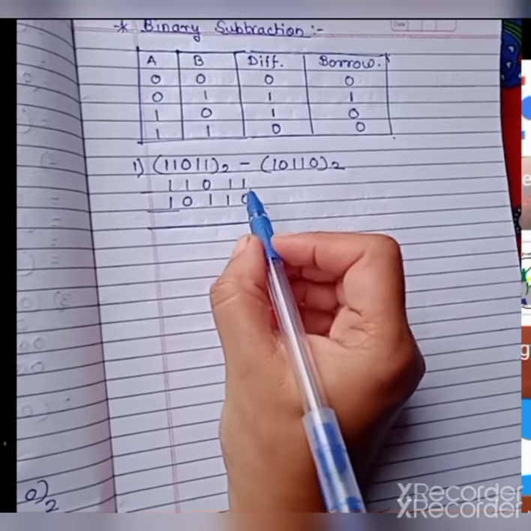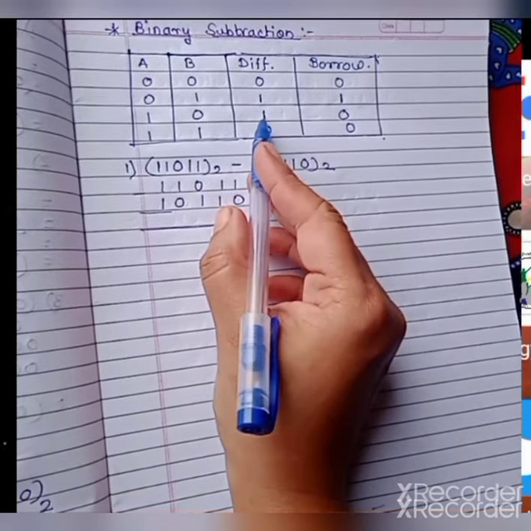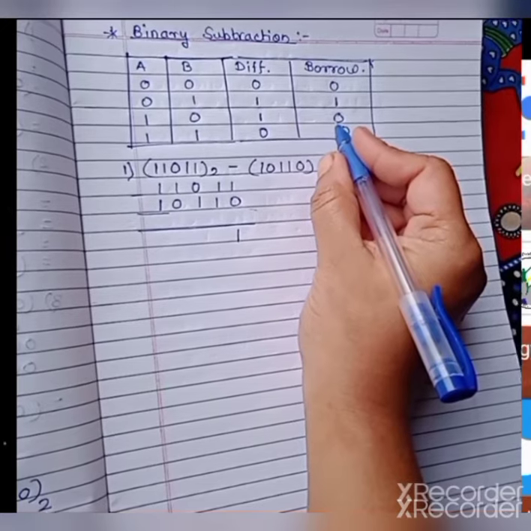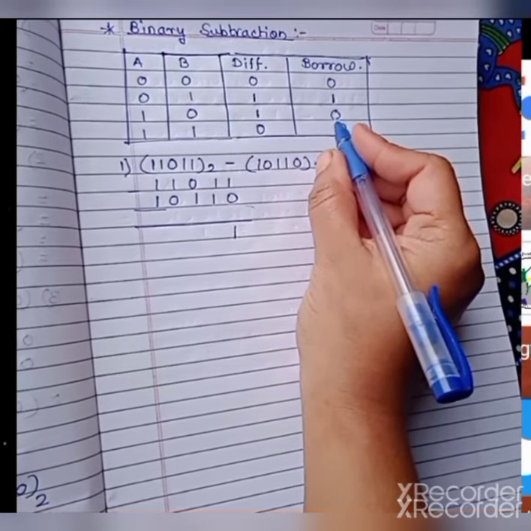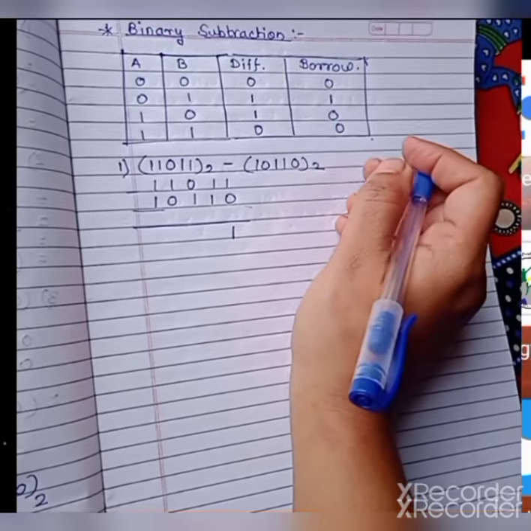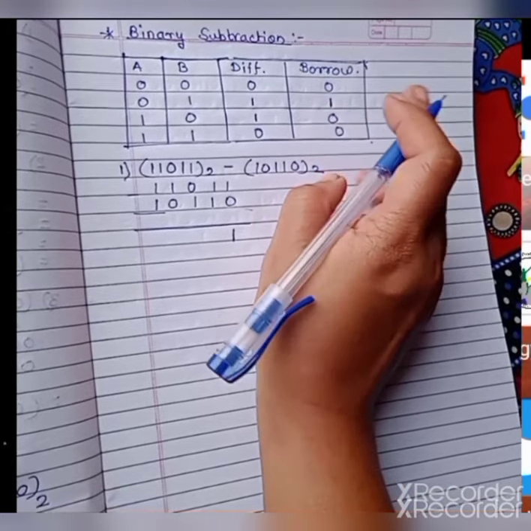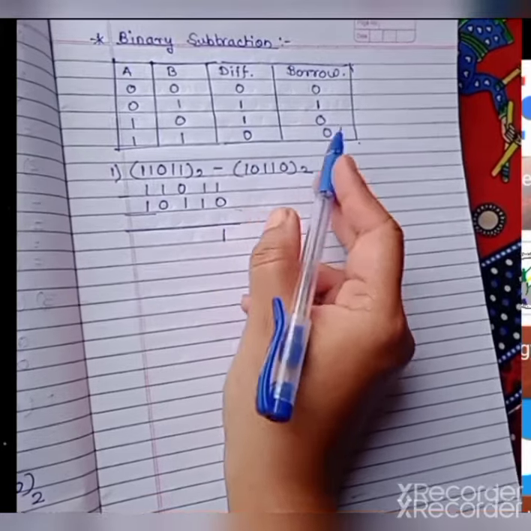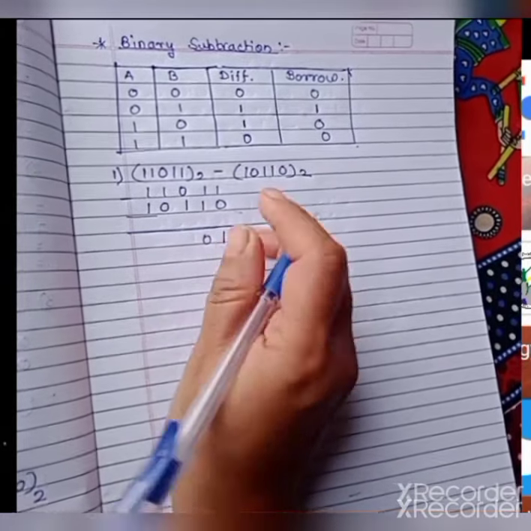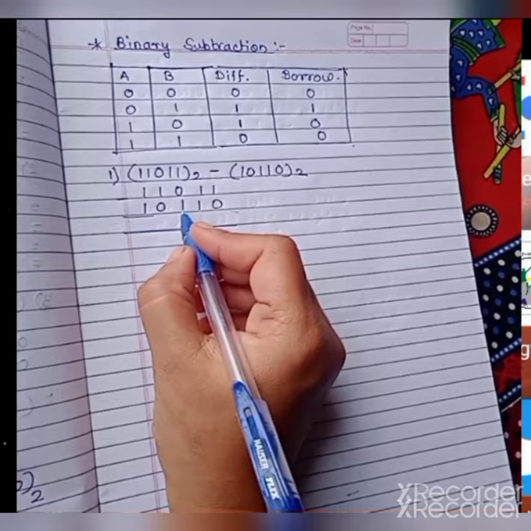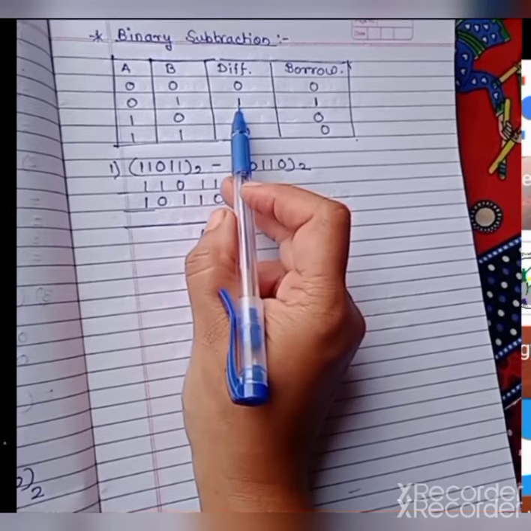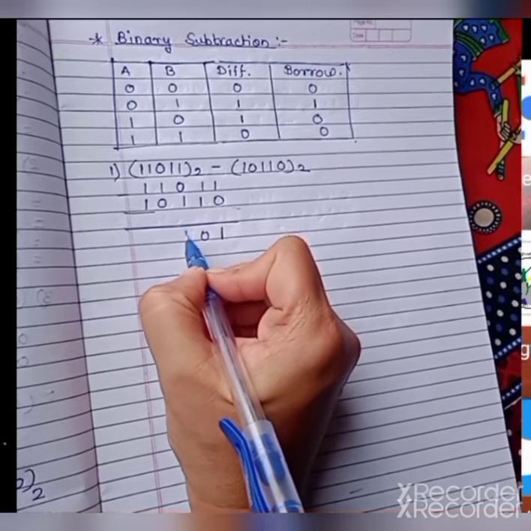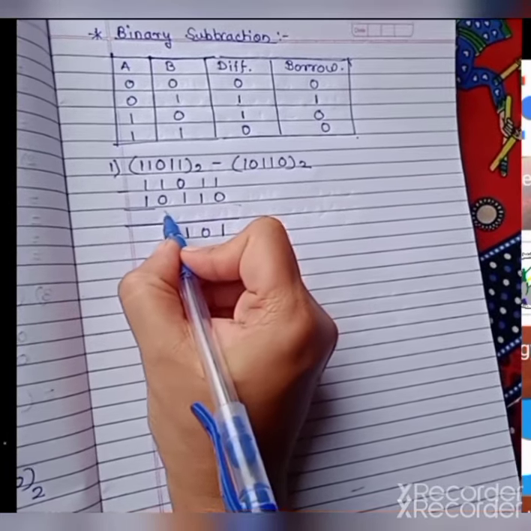Now perform the subtraction. 1 minus 0, answer is 1. Borrow is 0, so no need to write borrow anywhere. If borrow is 0, no need to write. If borrow is 1, then and then only you will write. Then see, 1 minus 1 difference is 0, borrow is 0. So simply put 0. Now 0 minus 1. Now 0 minus 1 will give you difference 1 and borrow 1. So 0 minus 1, your difference right here and borrow right here.